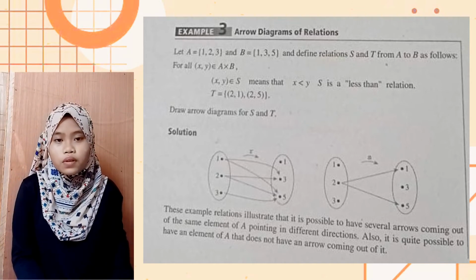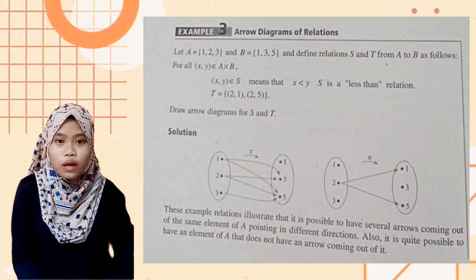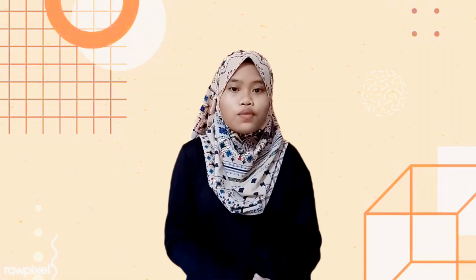So these example relations illustrate that it is possible to have several arrows coming out of the same element of A pointing in different directions. Also, it is quite possible to have an element of A that does not have an arrow coming out of it. So I think that was the end of the discussion on relation, and we are going to proceed to the function.